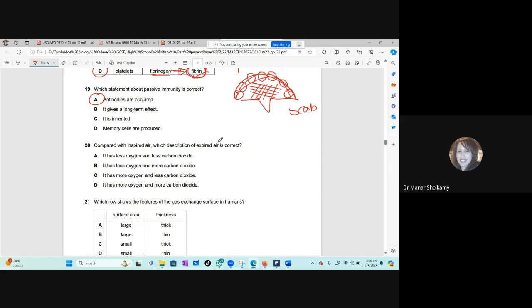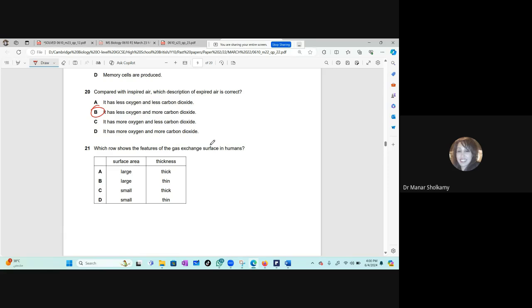Compared with inspired air, which description of expired air is correct? It has less oxygen and less carbon dioxide. It has less oxygen and more carbon dioxide. It has more oxygen and less carbon dioxide. Or it has more oxygen and more carbon dioxide. It has less oxygen and more carbon dioxide. B.